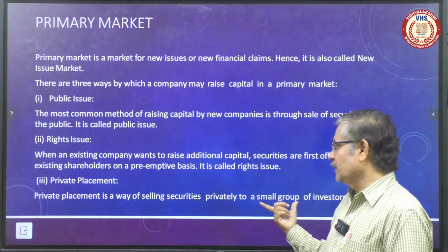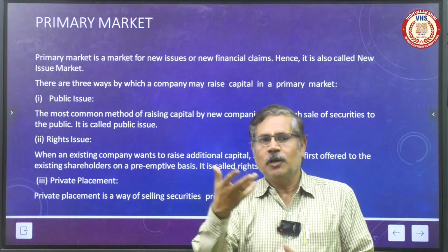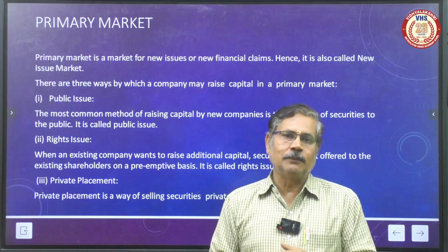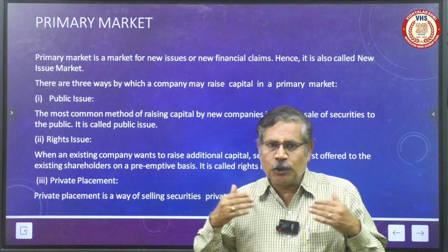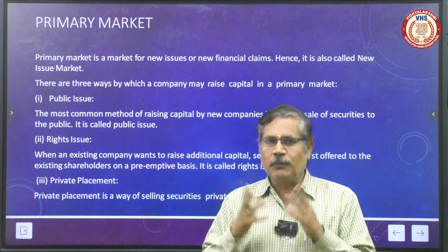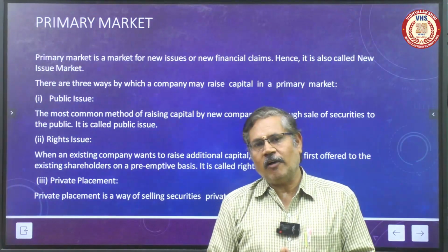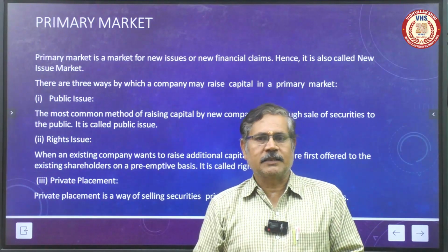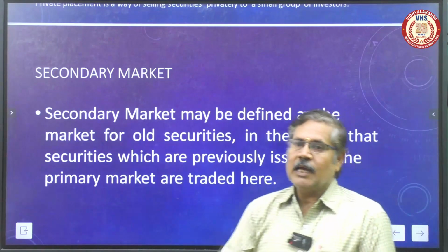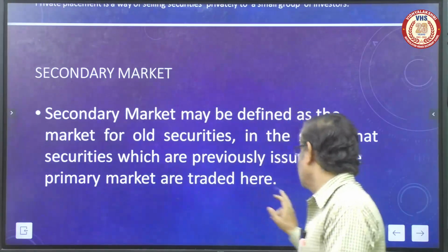Third one, private placement: the way of selling private securities to a small group of investors. For example, the mutual fund is the best example. Mutual funds involve only small investors and medium term investors. They do not have huge money, so they are not ready to purchase in Nifty companies or Sensex companies or the Bombay stock exchange directly. Instead, the mutual fund collects money through private placement, and then invests in the huge investments of Nifty and BSE companies. Right, this is the issue of the primary market. The secondary market is only for the resale of old securities, for the second time, for the existing shareholder.